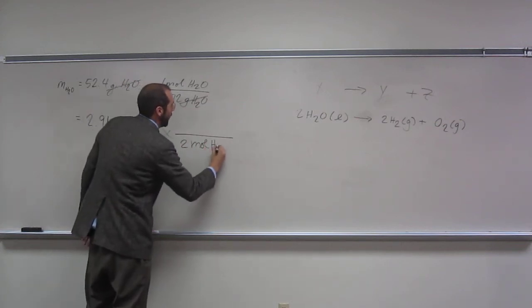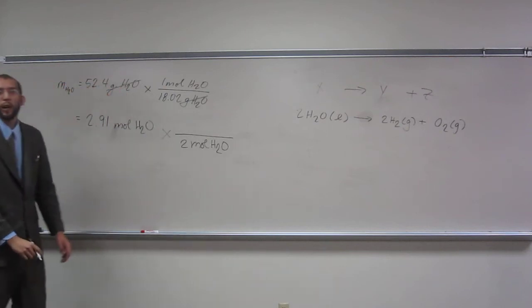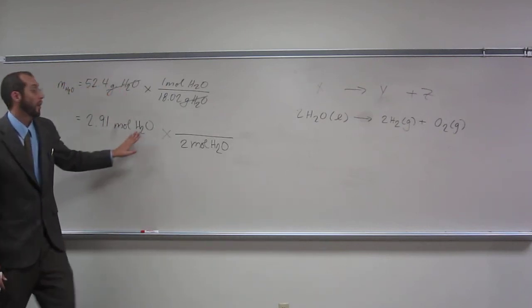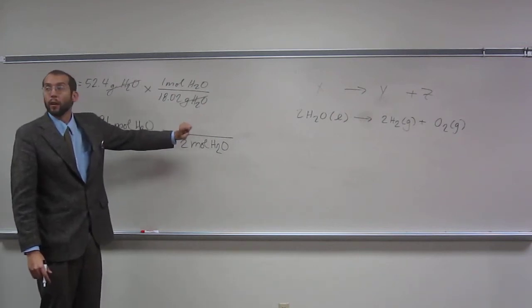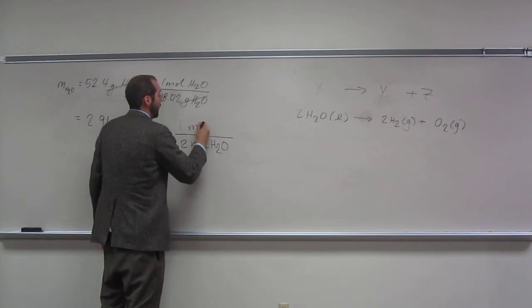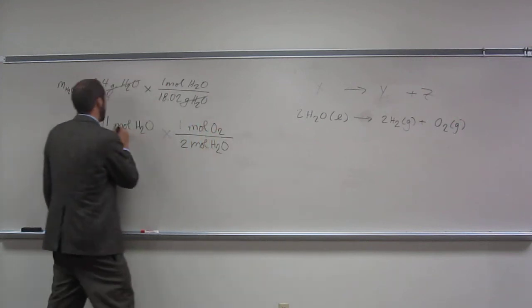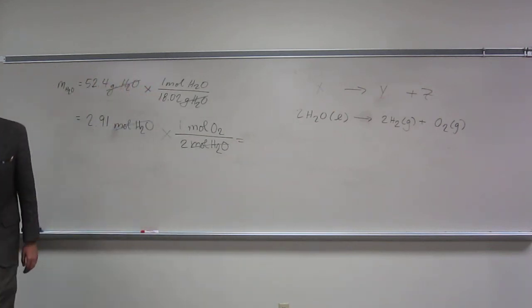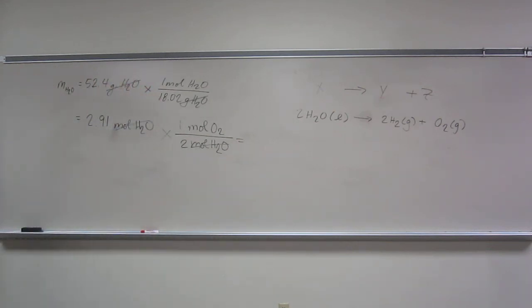2 moles H2O. Why did we put that on the bottom? Cancel out with this moles of H2O. And what are we putting at the top here? 1 mole of oxygen. Does that give us the number of moles of oxygen? Yes. Don't make it harder than what it is, okay?